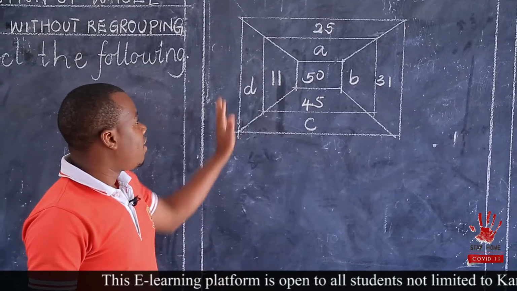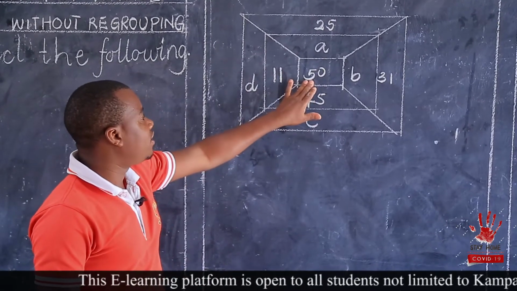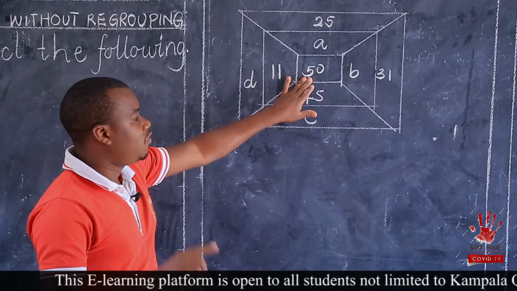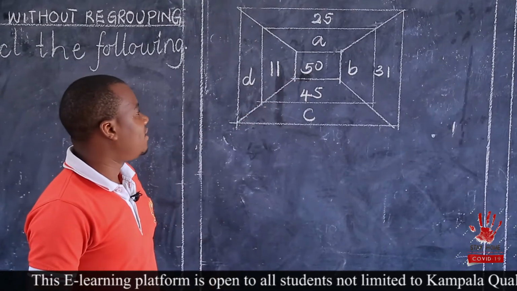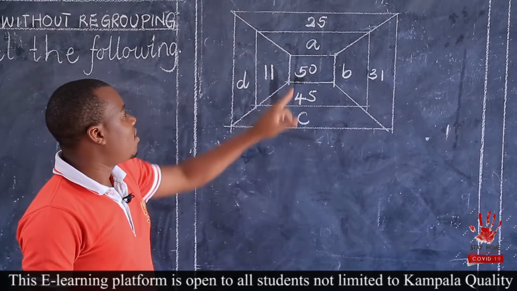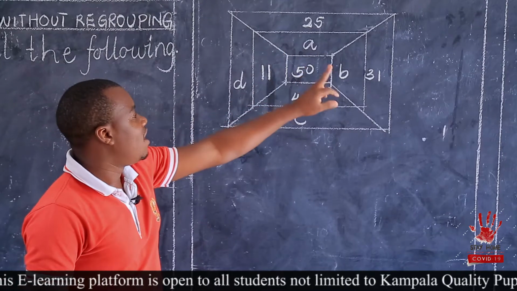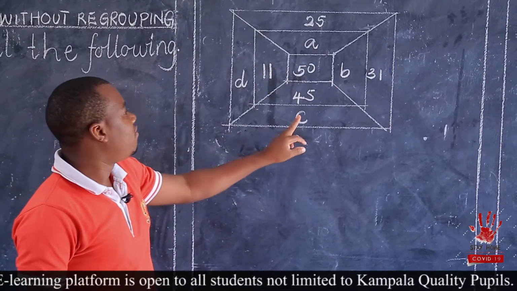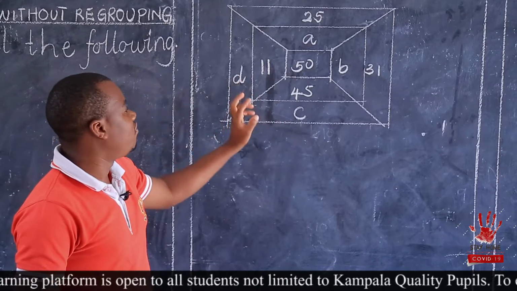So this was the table. It had our sum at the center as 50. So if the sum at the center is 50, what is the value of A, the value of B, the value of C, and the value of D?